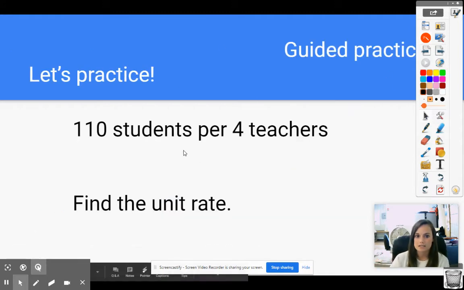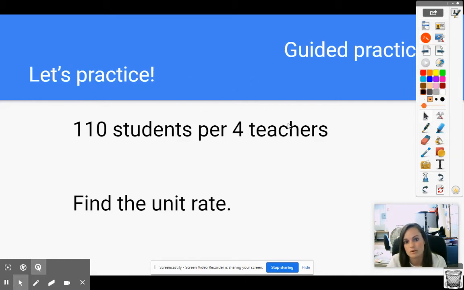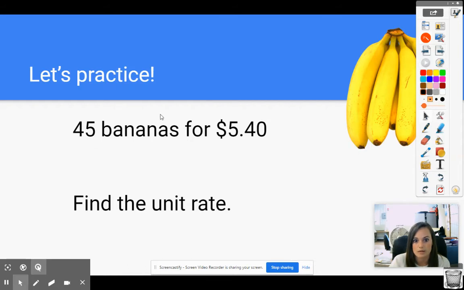So if we're practicing here, the number of students in the class depends on the number of teachers. So you would want how many students per teacher. You would take 110 divided by 4 and find your answer. Next one, like I said, money always goes on top. I don't want how many bananas I can get for $1. I want the cost of one banana. So you would take 540, divide by 45, and get your answer there.